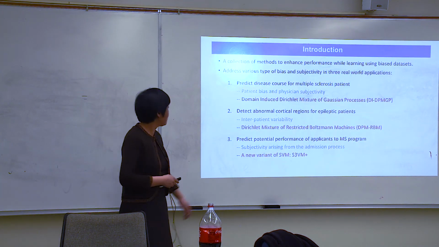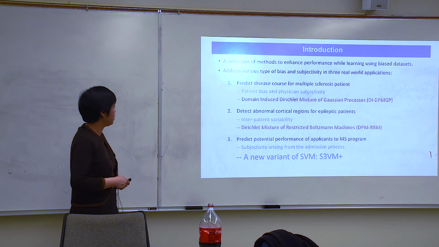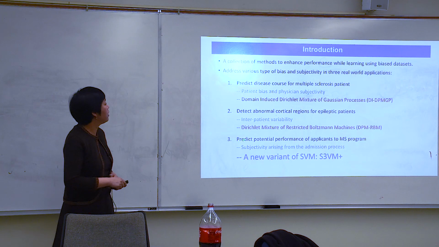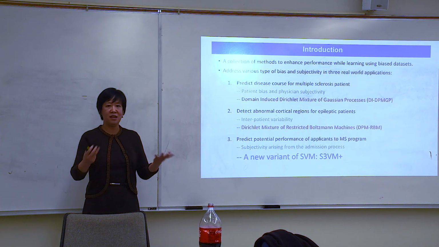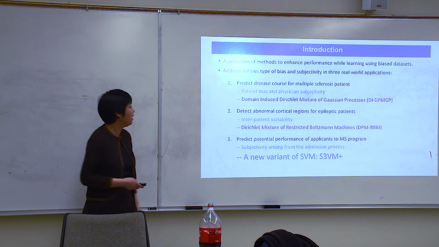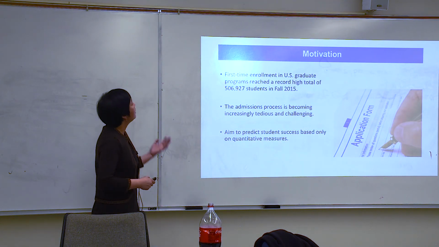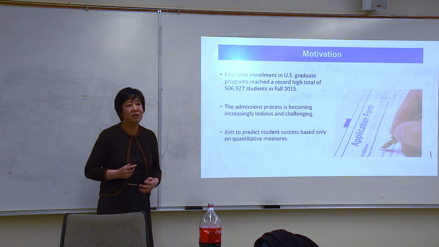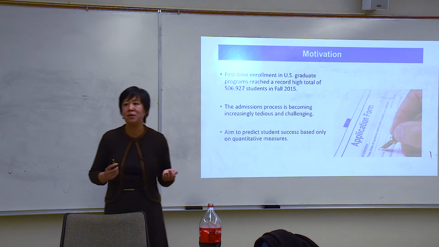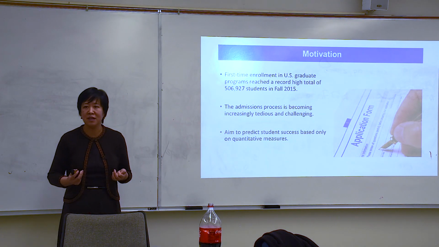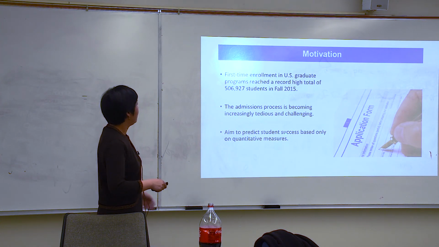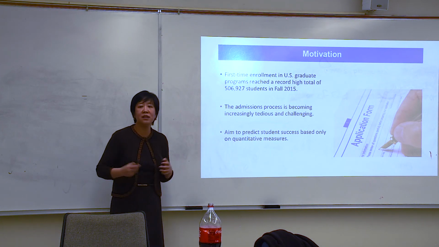So, okay, great. It looks like we have time to go to the third one, which is probably interesting. We are trying to predict the potential performance by looking at a pool of candidates. The motivation is that enrollment for graduate programs has been continuously increasing, so for admission officers, the job is becoming more and more tedious, just reading and going through those applications. We try to predict student success based only on quantitative measures.